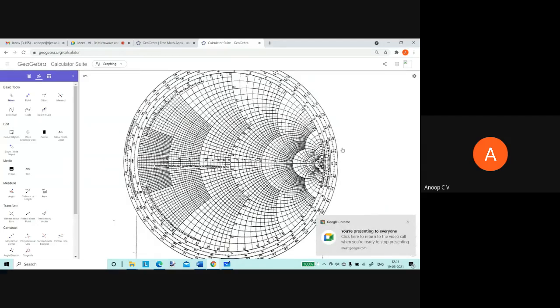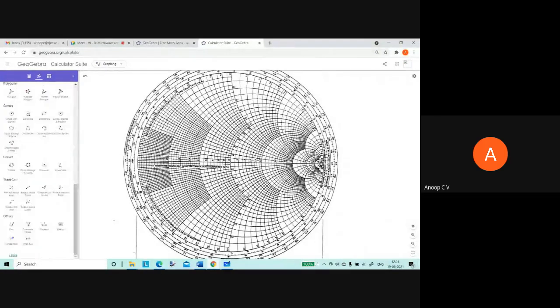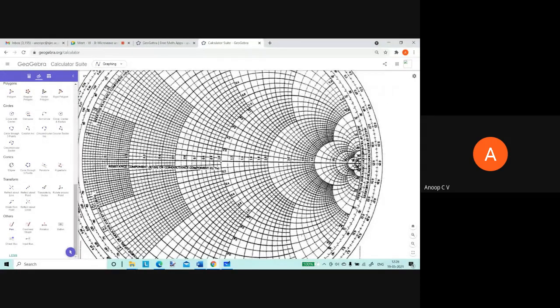So if you see, what is the point we have to find out? I'll take a pen here, for instance. We have to find Z is equal to 0.3 plus j0.4. That is, R is equal to 0.3 and X is equal to 0.4. This is what we have to find. So now I'll zoom it in a bit, or else I'll zoom out for the time being, and then later on I'll zoom it in.